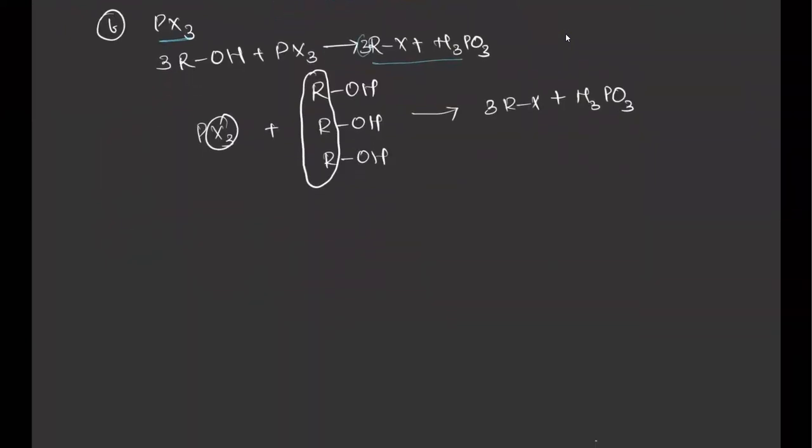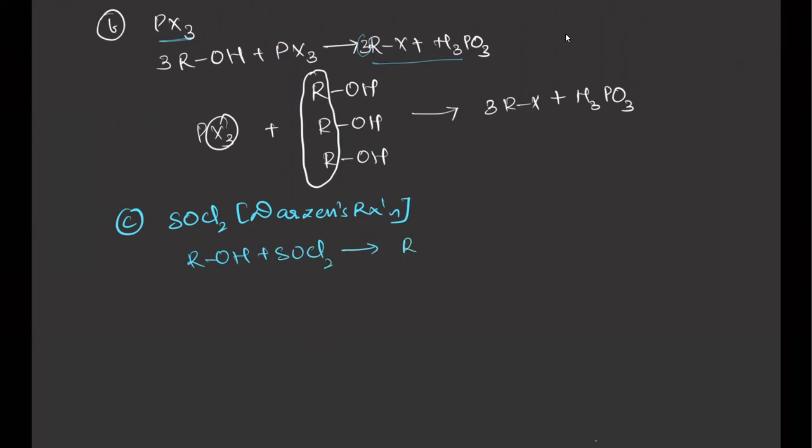Next is going to be Darzon's reaction, or reaction with SOCl2. We say this reaction is the more productive way because it's the more yielding way of making RX, with X being Cl here. So it's the best way to prepare alkyl chloride. Let's write an arbitrary reaction again. ROH plus SOCl2 would form RX plus SO2 and HCl.